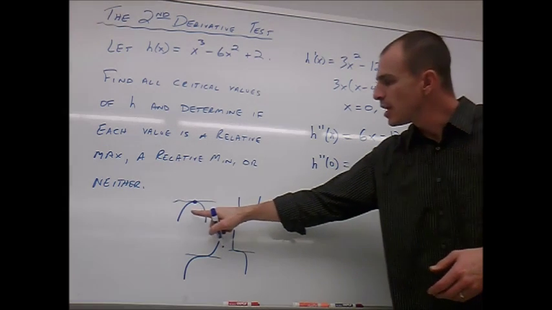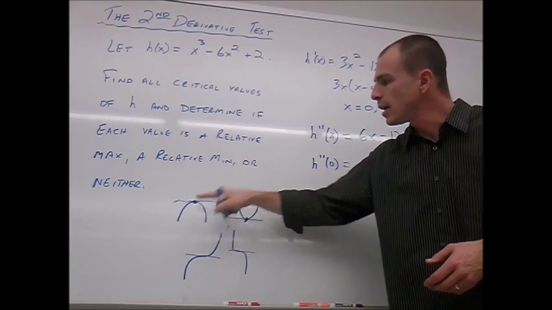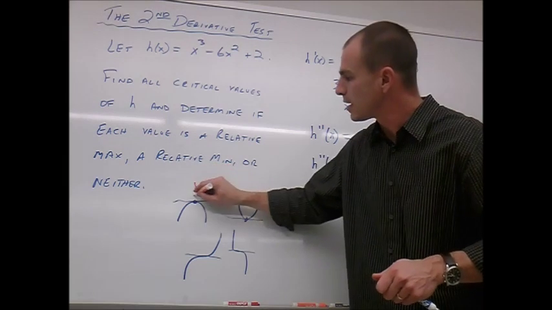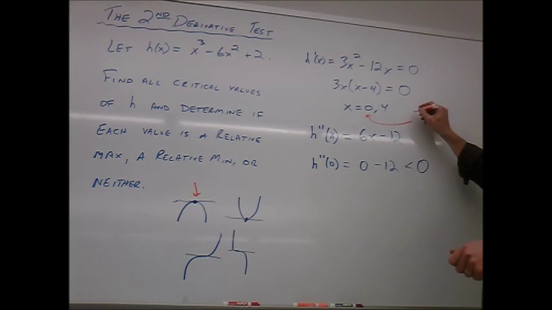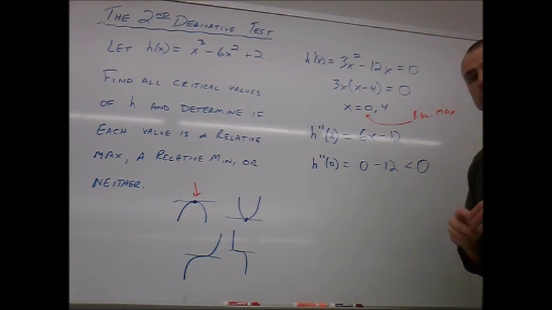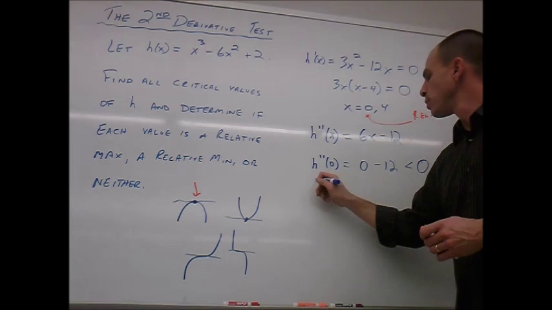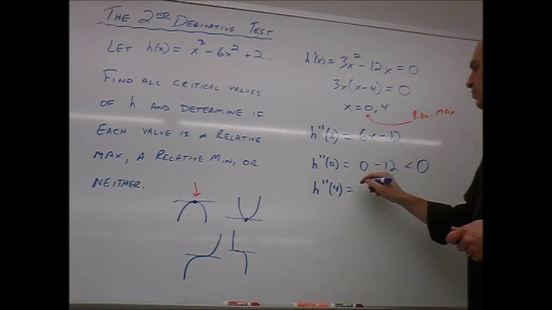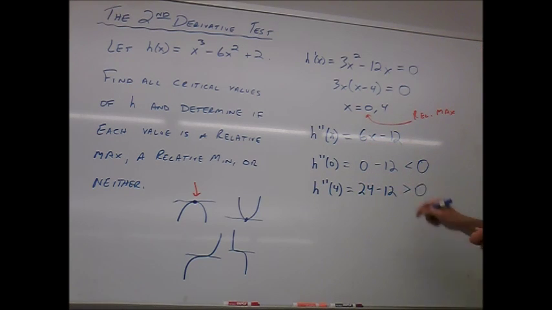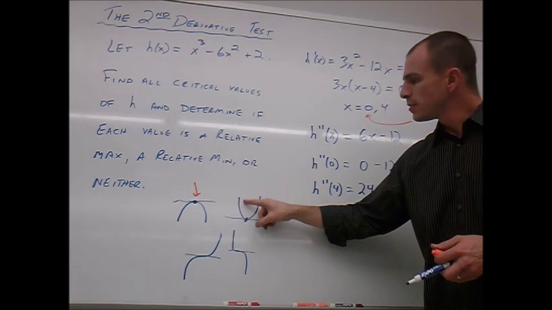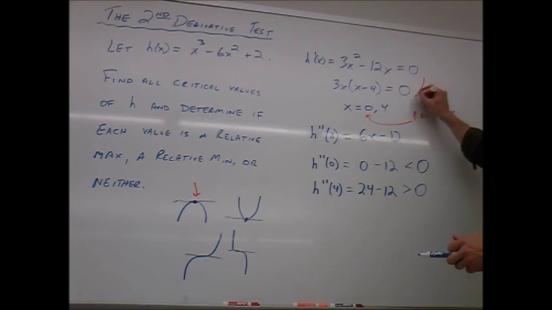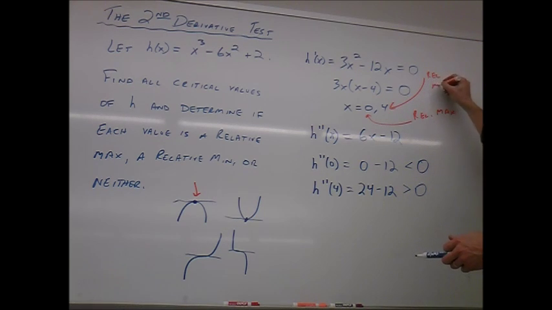So we have a situation like this: a negative second derivative and a horizontal tangent line, which means that at x equals 0, we are going to have a situation like this, which means that this is a relative max. So x equals 0 is a relative max. Let's plug in 4. H double prime of 4 is going to be 24 minus 12. 24 minus 12 is 12. 12 is greater than 0. So the second derivative is positive, and that horizontal tangent line tells us that 4 is going to be a relative min.